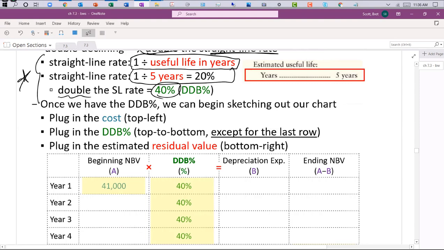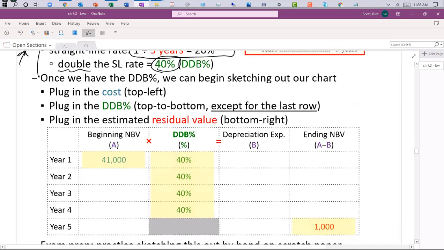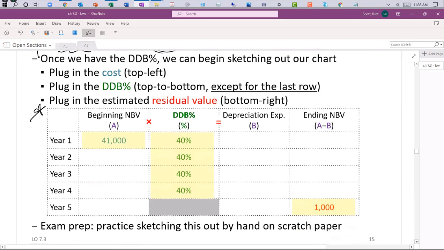But the most important thing is, how does this thing work? Does the math really play out? Well, you have to be very careful. What I recommend you do is sketch out a chart, the chart that you see here down below. Plug in the cost in the top left and plug in the residual value in the bottom right.